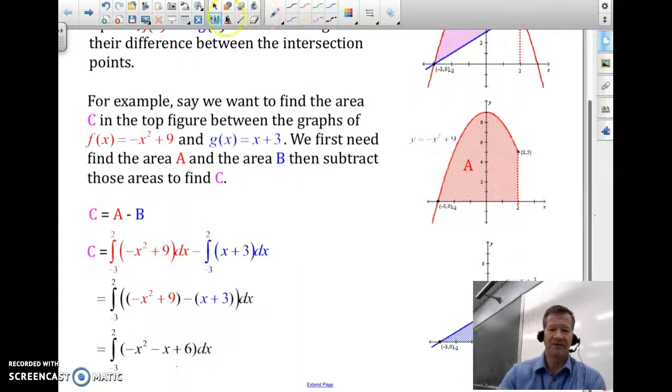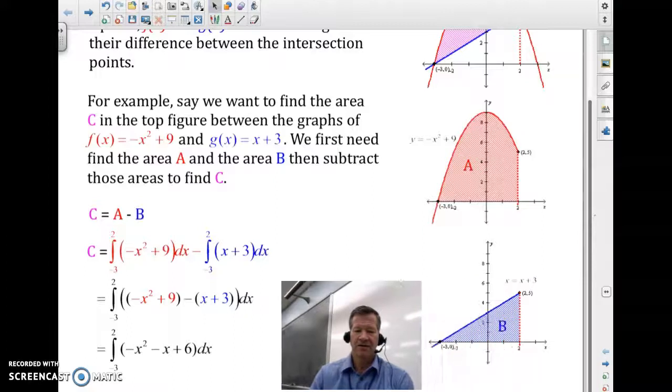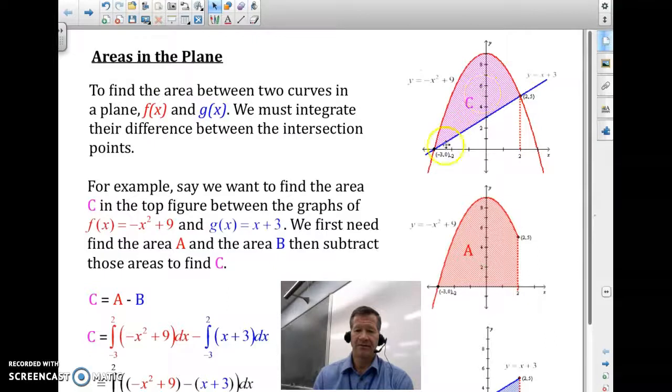bottom graph. And that would be this area here. Well, I want the area between them. That means I have to subtract those two areas, and that will give me this remaining amount. So this entire area under the red function from negative 3 to 2, but I don't want the whole area. I want to subtract the area under the blue graph.